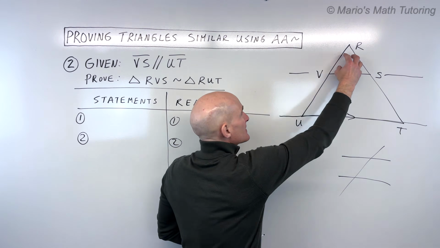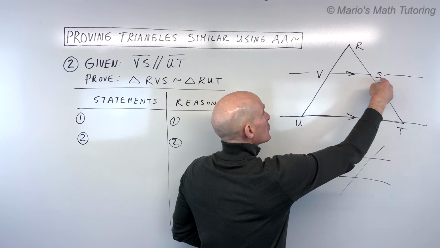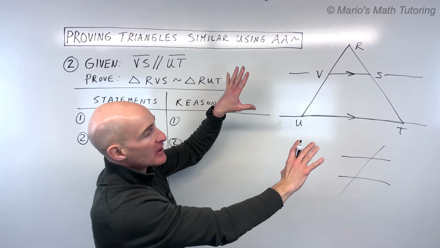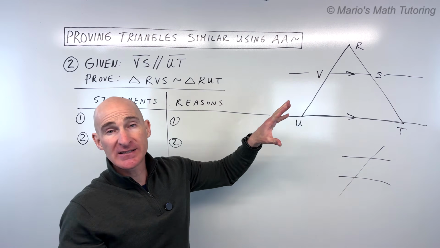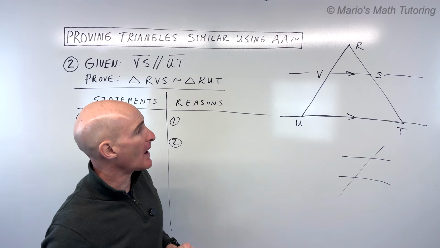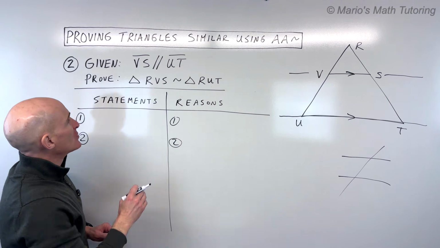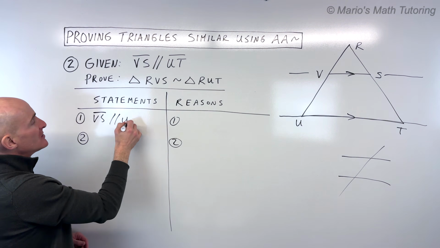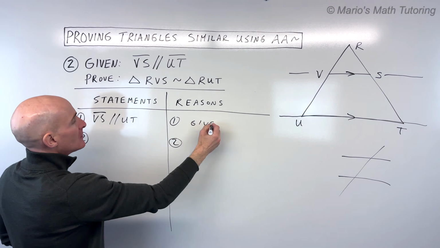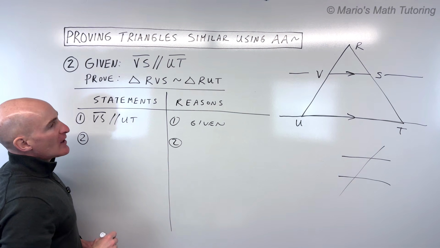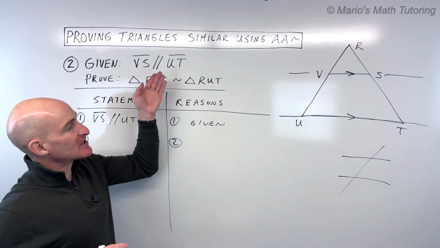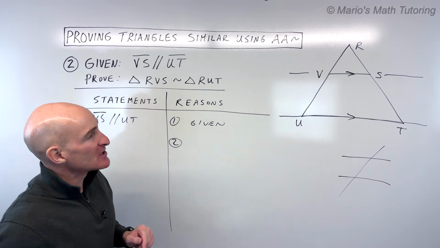Well, notice we've got this little triangle here, and then we have this overall triangle. Sometimes what's helpful is to pull them apart and draw them separately. Then you can visualize it that way, just in a different format. But the first thing that I would do is list the given. So I'd say that VS is parallel to UT. That's given. For step number 2 now, I start to get a little bit suspicious. I say, why are they telling me that VS is parallel to UT? There must be some clue there.